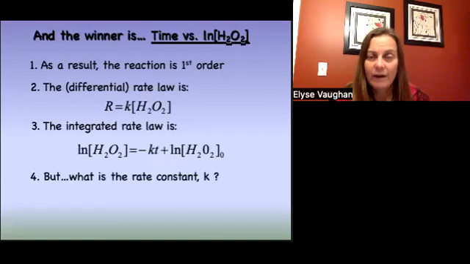So how do we find that rate constant k? Before, when we had initial rates information, we just took the data from one of the lines once we figured out order, and we plugged it in and solved for k.